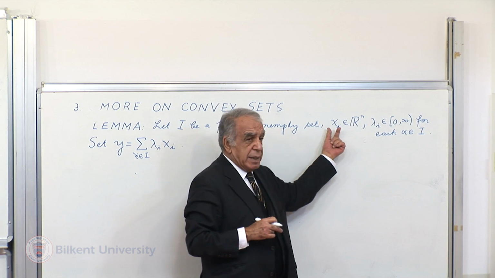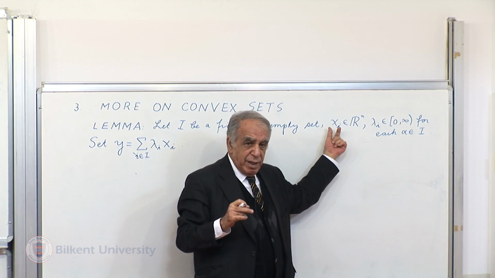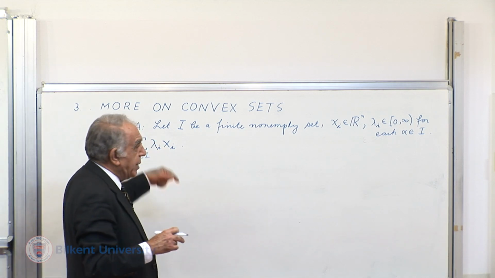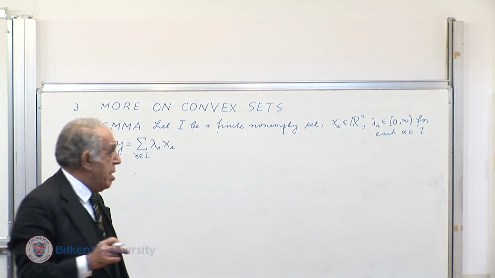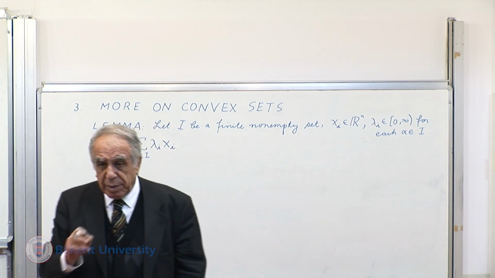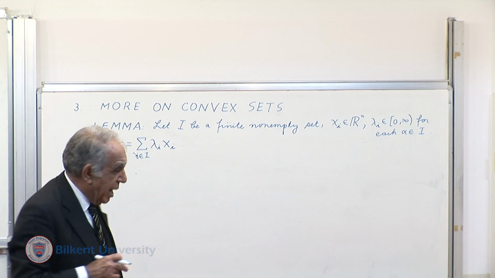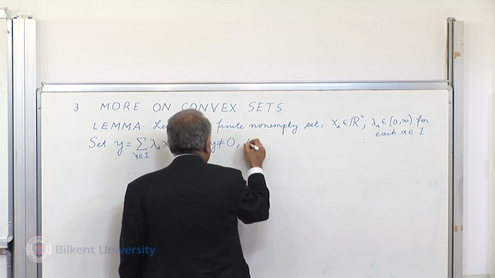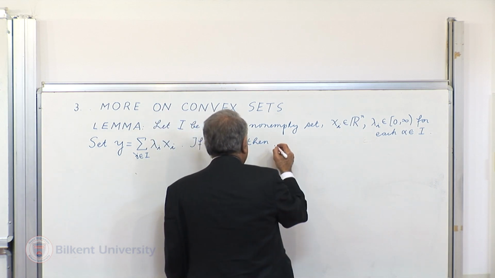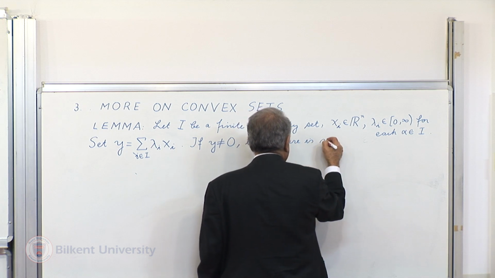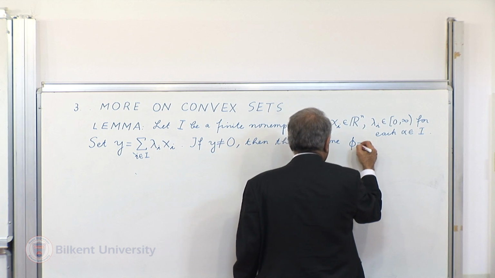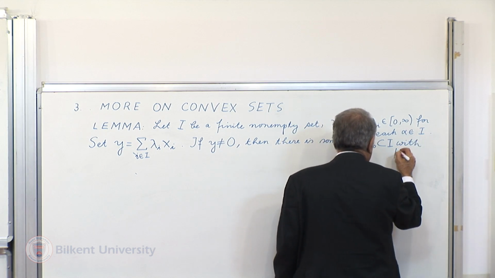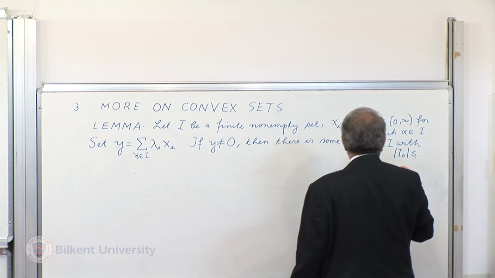You take those x's which correspond to that subset I naught, then you can find positive coefficients such that y can be written as a positive combination of those members of this collection, but this time the sub-collection will have less than or equal to n members. Now let's write that. If y is different than 0, then there is some non-empty subset, say I naught, in I, with this I naught having less than or equal to n members.